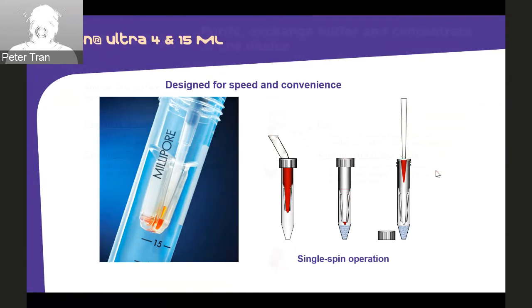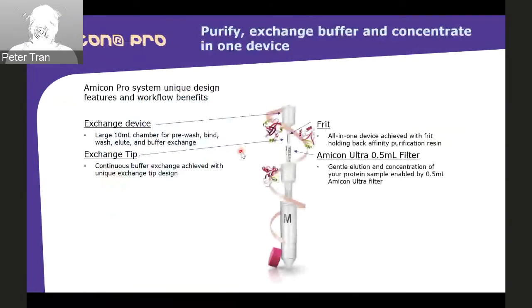And the last one I want to show you is the Amicon Pro device. It's the same as the ultrafiltration filter, but it comes with an exchange device on the top, with a small frit, so it can retain the agarose beads. The agarose beads can be retained on the device. So with this device, you can do affinity purification as well. You can do bind, wash, elute, and buffer change in one device with just a few spins.